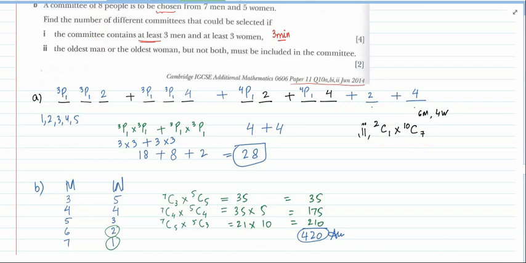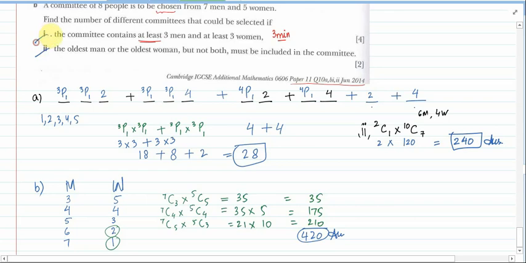10 combination 7 is 120, and 2 combination 1 is 2, so 2 into 120 is 240, and that is your answer. So when you have such cases in which the oldest man or the oldest woman, or such a scenario, it's 2 combination 1.